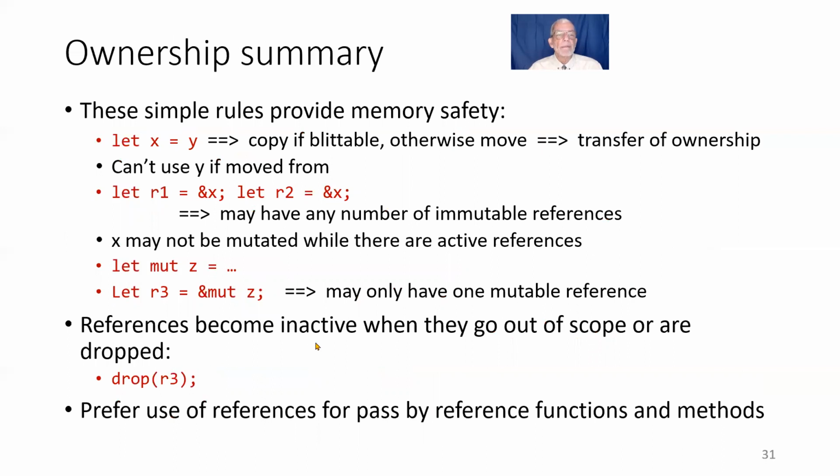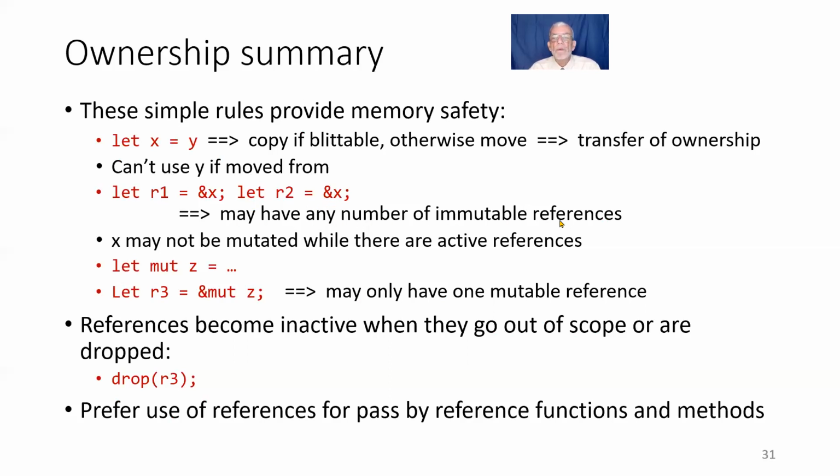So this ownership summary is like a summary of the summary. Let's be really quick. Simple rules. These simple rules provide for memory safety. x equals y: copy if blittable, otherwise move, a transfer of ownership. Can't use y if moved from. Let r1 equal reference to x, let r2 equal reference to x. I'm aliasing here; r1 and r2 are aliased to x.